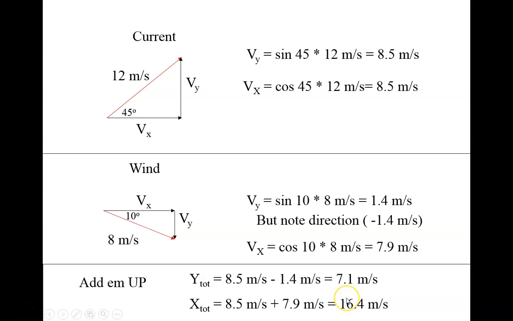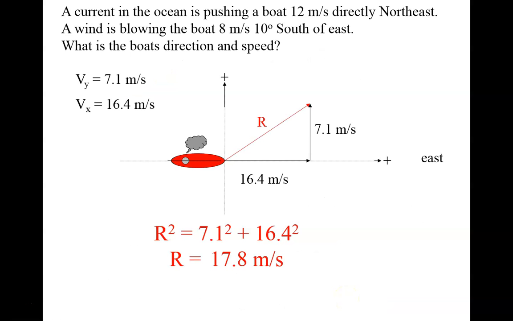Now that we have our x total and our y total, we want to make an overall vector with this to find the resultant. So we have our x total, which is 16.4 meters per second, and our y total, which is 7.1, which is positive, which means that it's up. And so we use the Pythagorean theorem to find the resultant magnitude, which is 17.8 meters per second.